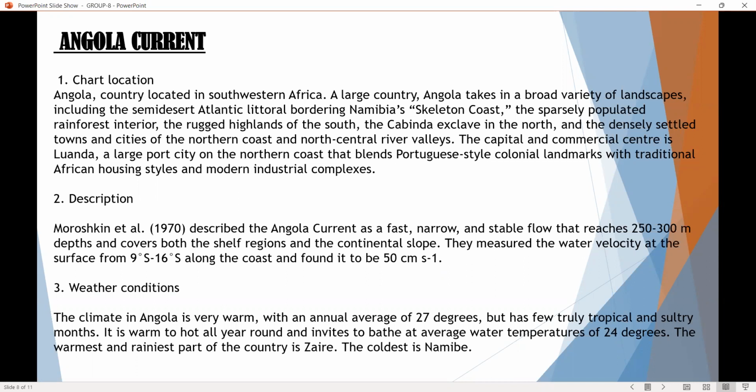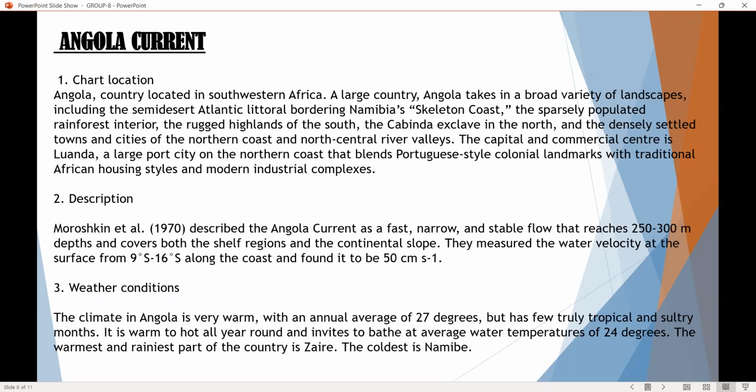The capital and commercial center is Luanda, a large port city on the northern coast that blends Portuguese-style colonial landmarks with traditional African housing styles and modern industrial complexes.